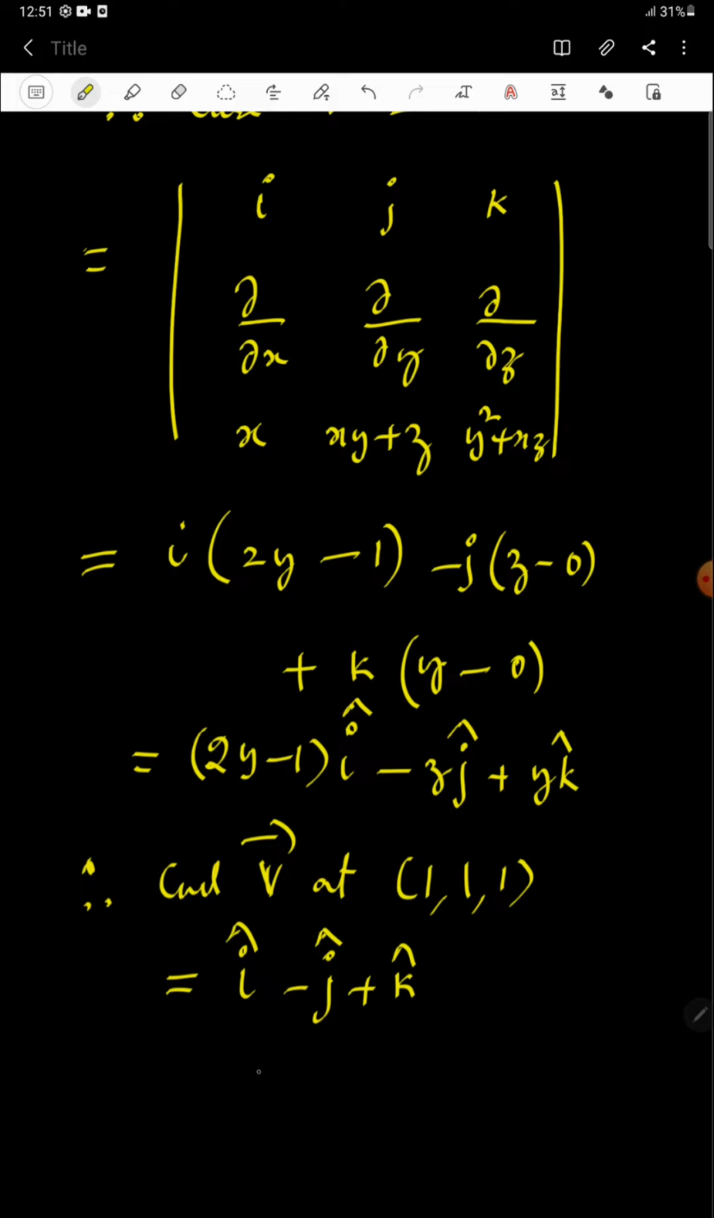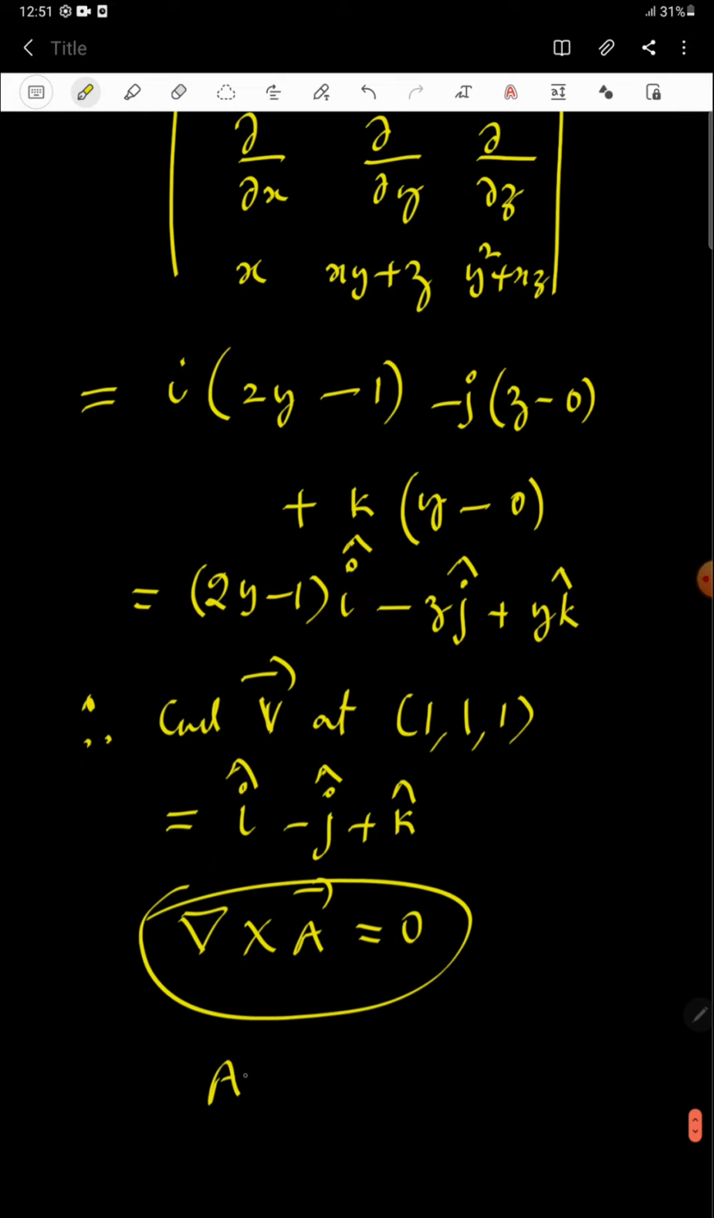Sometimes it will be given, prove that the given vector is irrotational. At that time we have to prove del cross A is equal to 0. At that time we can say that A is irrotational vector. So I hope you understood the point.